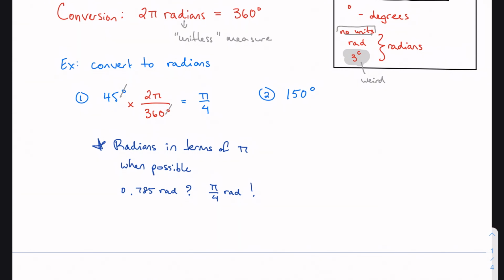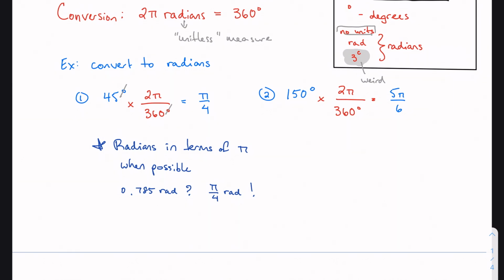We'll try 150 degrees. Of course, I want to cancel out my degrees, so let me put that on the bottom. And again, I'm going to get not something I was expecting to get. Hold on, let me think about this. This, I believe, is 5 pi over 6. Trying to think back from my days of taking trig and having to commit a lot of these to memory. Yeah, it's 5 pi over 6.